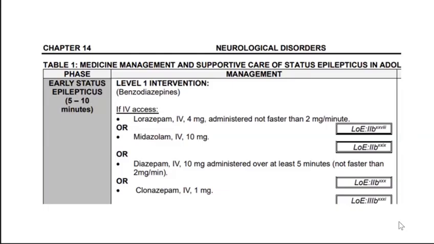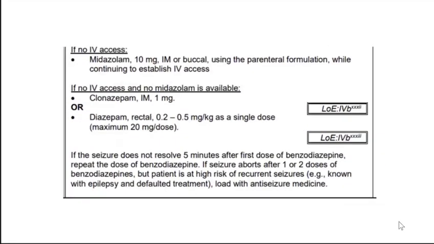I just want to make a note here. Diazepam IM has erratic absorption. You're not sure what's going to happen. It might all go through as a bolus later on and cause huge problems with the respiratory aspects. So IM diazepam is not a good or safe idea. Or you can give clonazepam. If you don't have IV access, then you can do your midazolam, as we spoke about, IM or buccal. If you don't have IV access and no midazolam, you can give clonazepam or diazepam, and you can actually give diazepam rectally as a 0.2 to 0.5 milligram per kilogram single dose to a maximum of 20 milligrams.